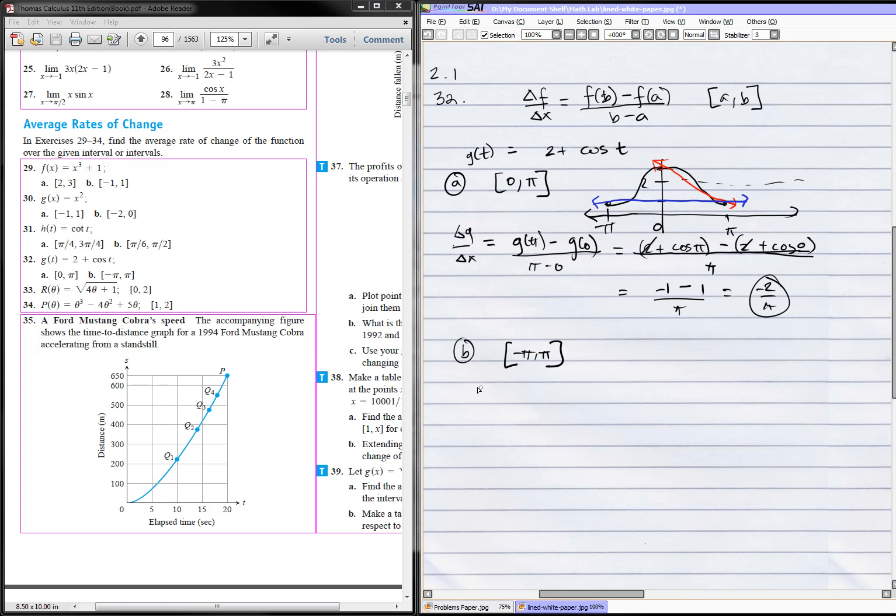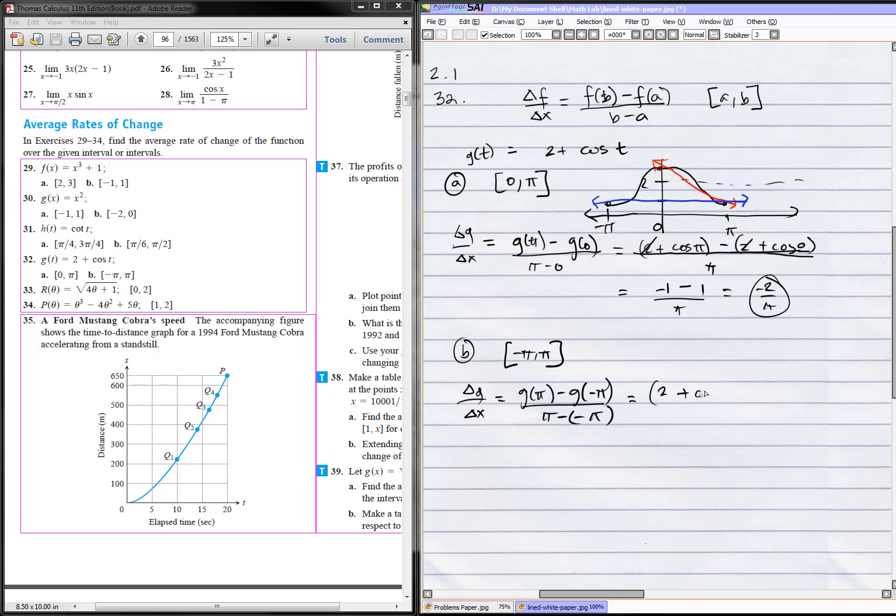So let's see if again the math agrees with us. We've got delta g all over delta x is equal to g of pi, which we've done in the previous problem, all over g of negative pi, divided by pi minus negative pi. Make sure not to forget either of these negative signs as a minus sign or negative sign, because then you'll get a 0, and dividing by 0 is undefined, so that'll give you a little issue.